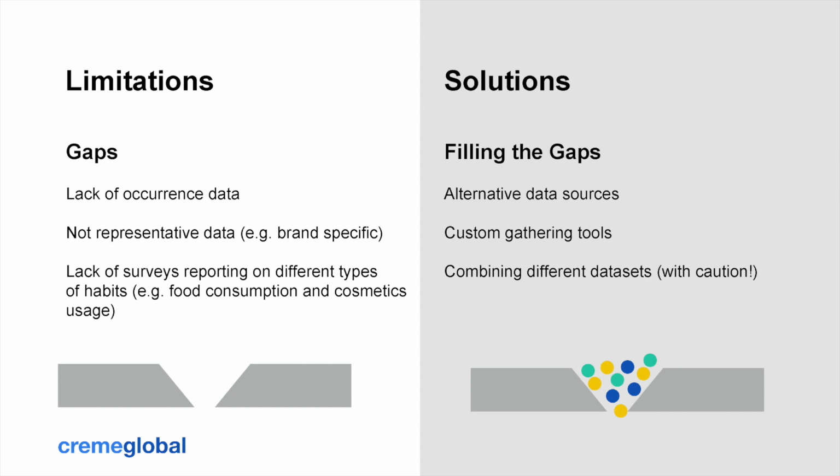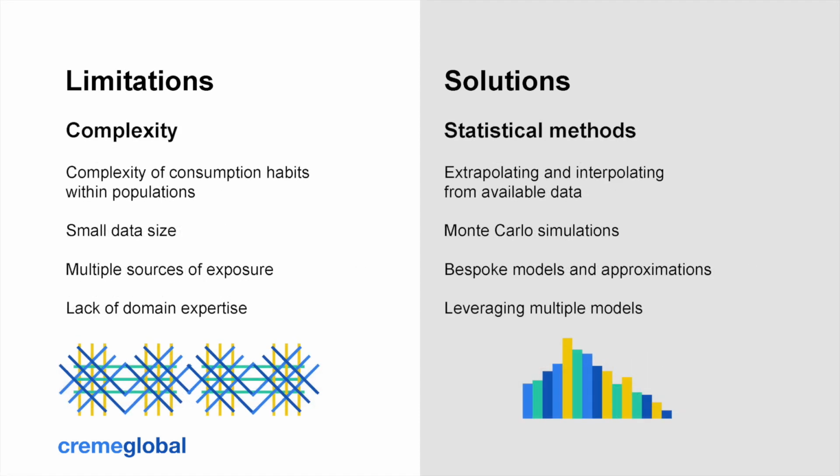And finally, there's a lack of surveys that would report on different types of habits, such as both food consumption and cosmetic usage. Some ways to fill these gaps are using alternative data sources, such as regulatory data or market research data. We can also use custom data gathering tools, such as developed in Creme Global Foodbook 24 or Creme Diet. We can also combine different data sets. However, this has to be done with caution because, for example, it's not wise to mix the behavior data of American and European consumers without applying any adjustments.